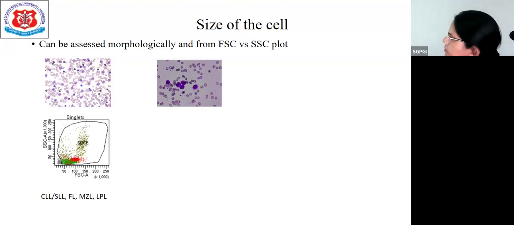Okay, what can you make out about the size? What is the size of the cell? Medium, approximately medium sized cell. How is the cytoplasm? It is irregular with some hairy projections.